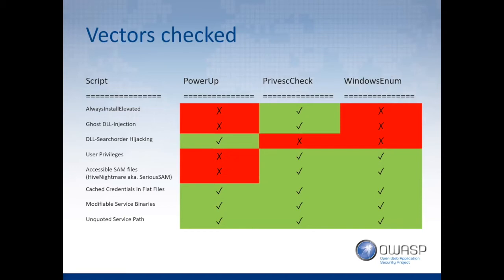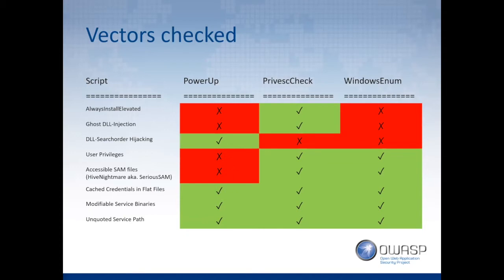Then there's 2 different vectors for DLL injection, and what makes it interesting here is that the first vector, the ghost DLL injection, is covered by PrivescCheck, while the search order hijacking is not, while that's covered by PowerUp. So the bigger picture here is that relying on one single script to check all the vectors doesn't really work, but rather checking with the different scripts on the same system gives a more complete picture.